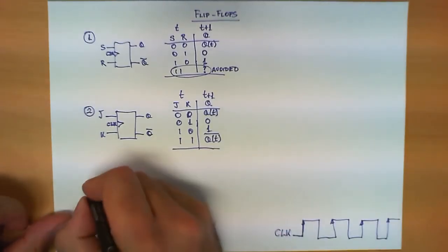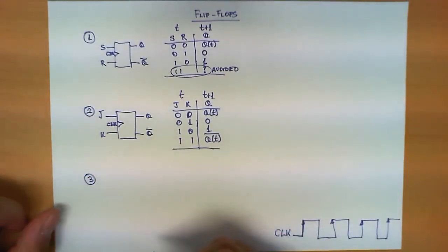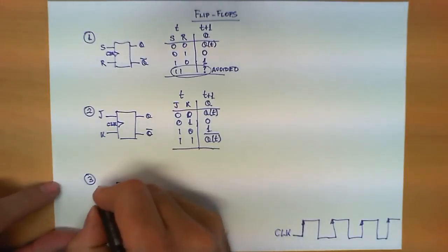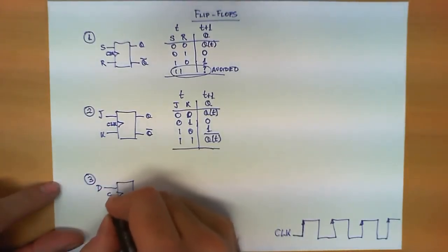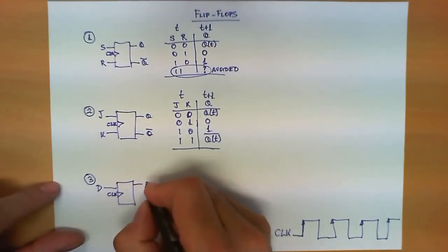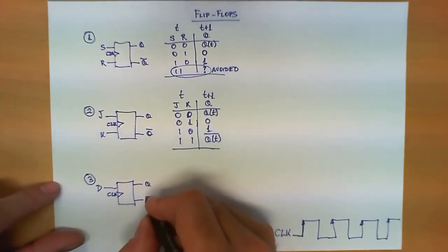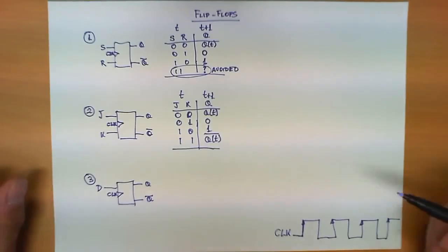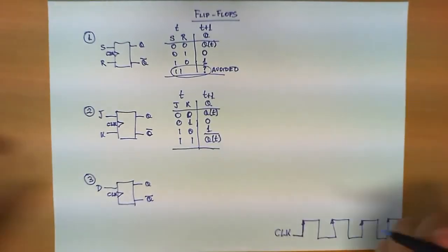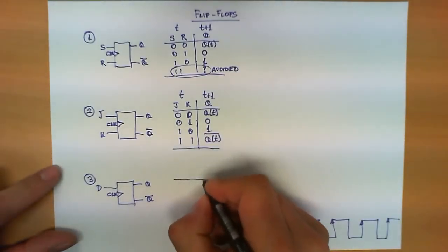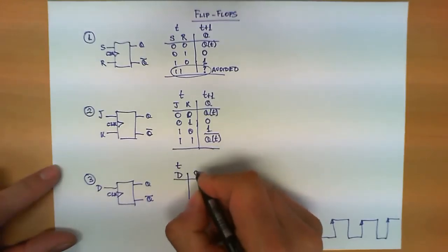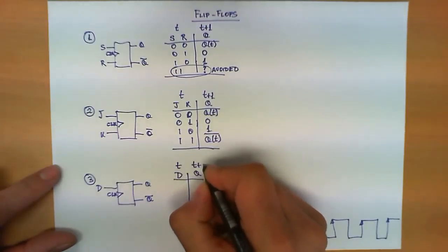Now, the third type of flip-flop, which is very simple, has only two inputs, which are called D, and of course the clock, and two outputs, which are again Q and Q bar. As in the previous case, these signals always are opposite to each other, and the transition table in this case is simpler. We just need to know what is the value of D at time t, and then what is the value of Q at time t plus 1.